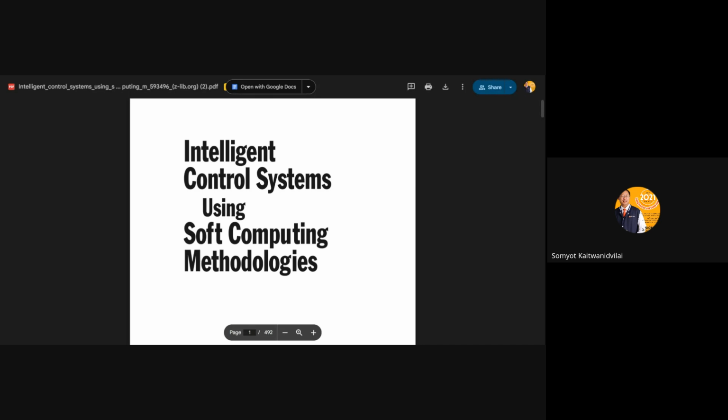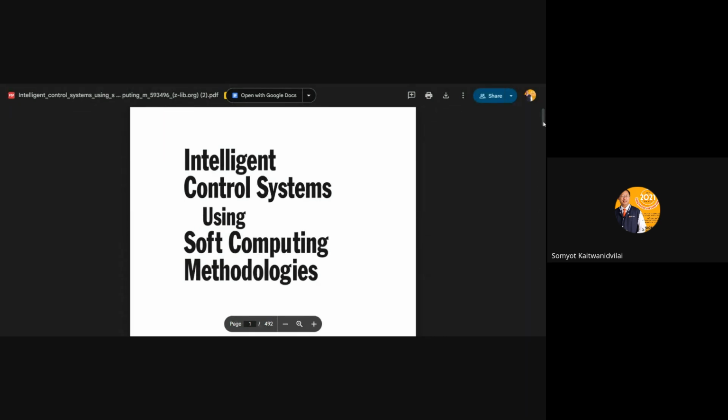As you see in my sharing slide, it is intelligent control systems using soft computing methodologies. You may not be familiar with the word soft computing, but actually soft computing is like computational intelligence. The soft means it is not hard. It's like AI, artificial intelligence. If you see the words soft computing, it looks the same as AI or intelligent systems.